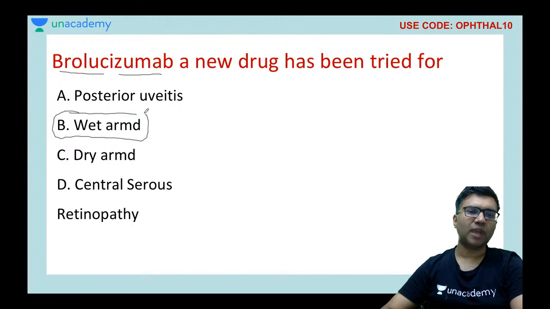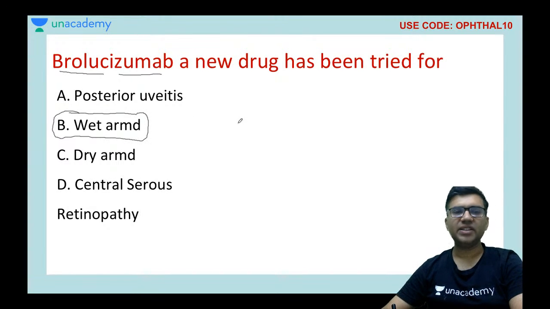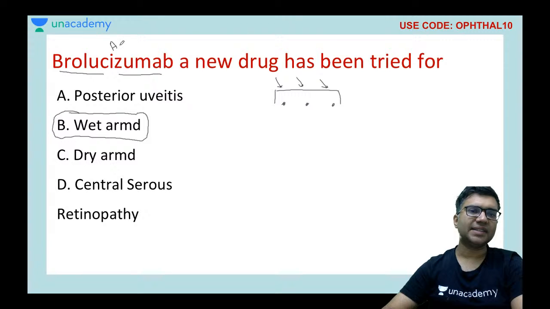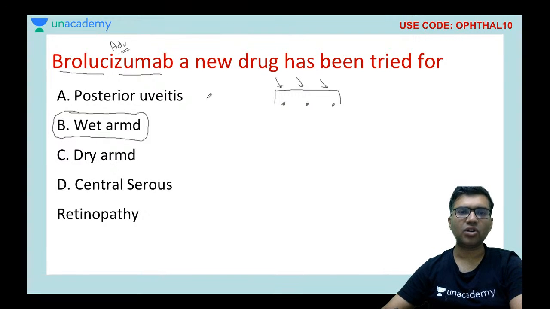Like your ranibizumab and bevacizumab, the problem with these drugs is that they have to be given every month for a few months. Okay, so for 3 months we give the loading dose of ranibizumab or bevacizumab, and even then they have to be repeated again and again. The advantage with brolucizumab is that the number of injections you have to give in a patient suffering from wet AMD is much less as compared to ranibizumab and bevacizumab. Okay, so remember this new drug, brolucizumab.